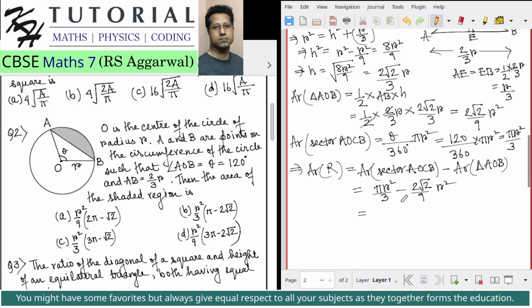First of all, let me take R square by 9 as common. If I take R square by 9 as common, then I have here 3 pi minus 2 square root of 2. Do we have this as a choice? Choice A is R square, no. Choice D is R square by 9 times (3 pi minus 2 square root of 2). Okay, so the correct choice is D.